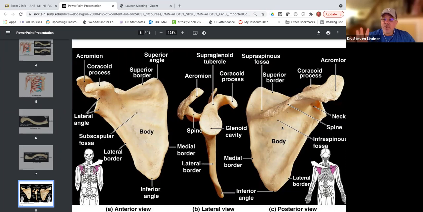But I said there are 4 fossas on the scapula. That's 1, that's 2. The third is the glenoid fossa, which is also referred to as the glenoid cavity. That's known as the glenoid fossa. Now, it's very shallow.